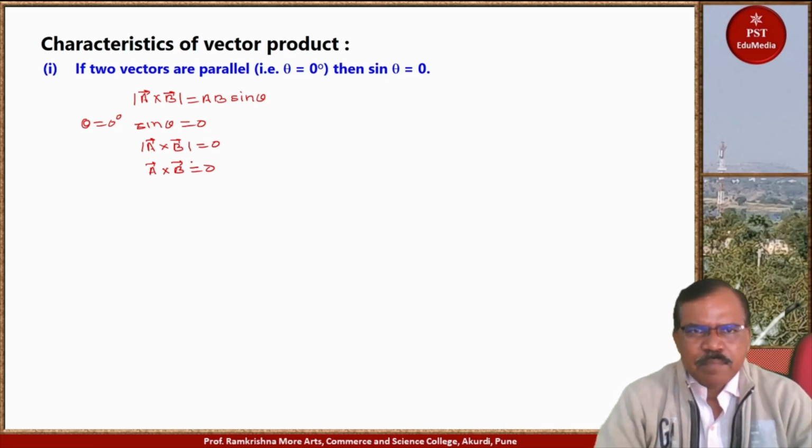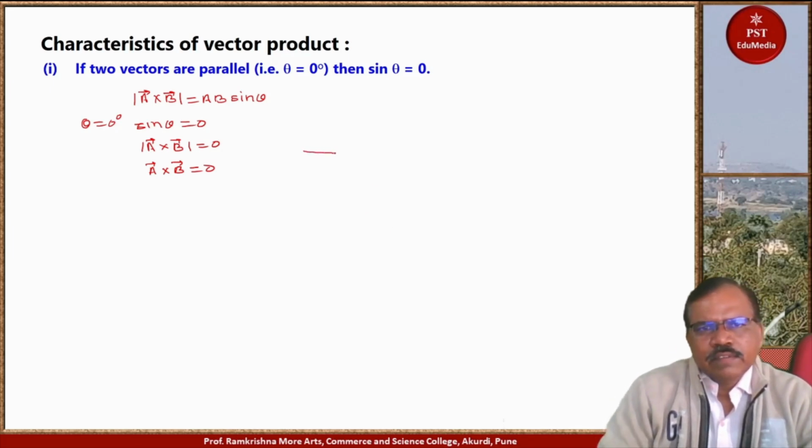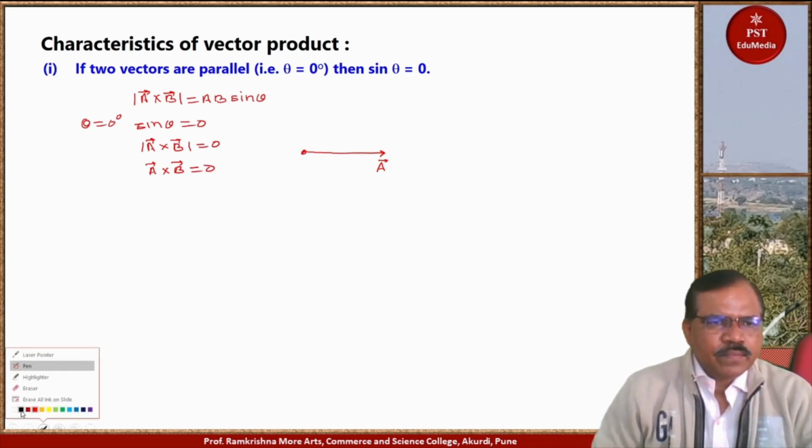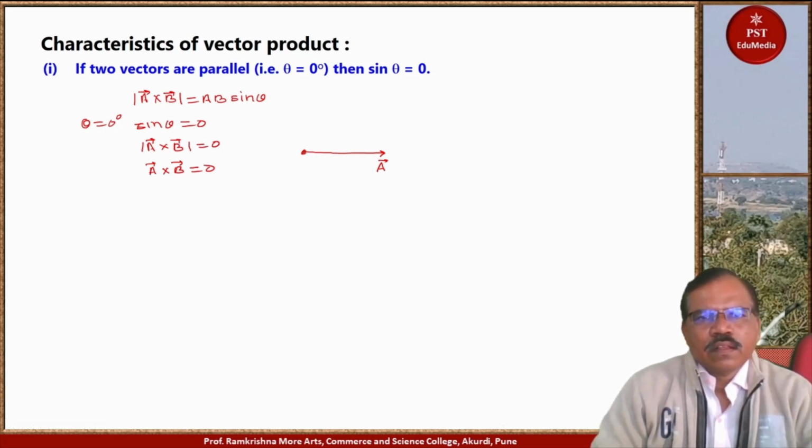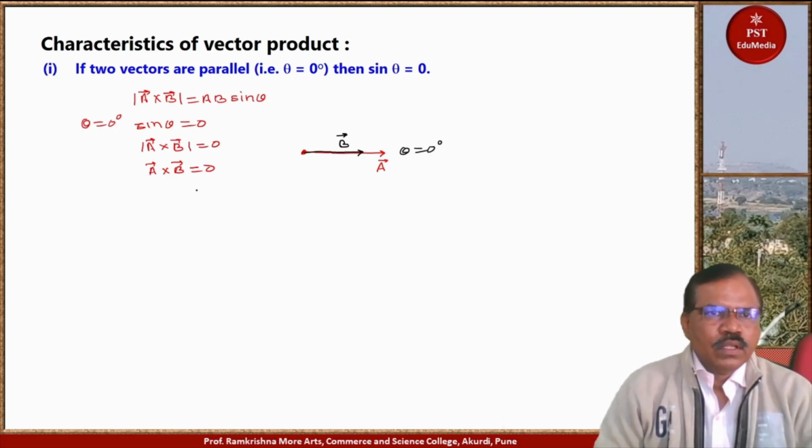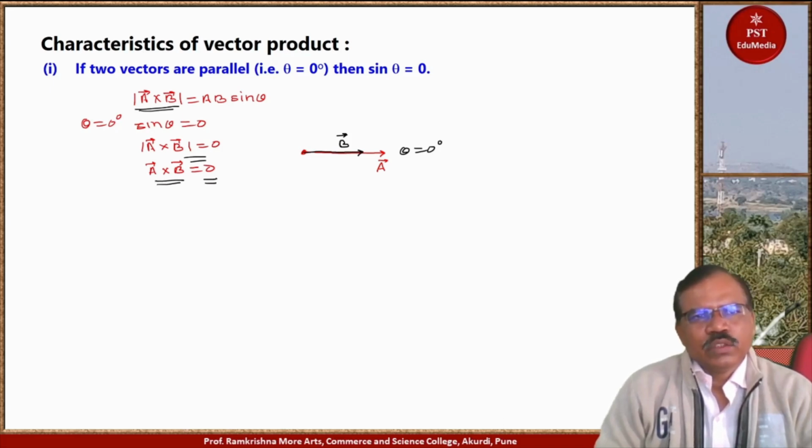So when vectors are parallel, parallel means this is vector A, this is the tail of the vector, and if we take another vector B, this is another vector that is B, and theta is 0 degree here. And so the magnitude of the cross product is 0, or the cross product is also equal to 0.